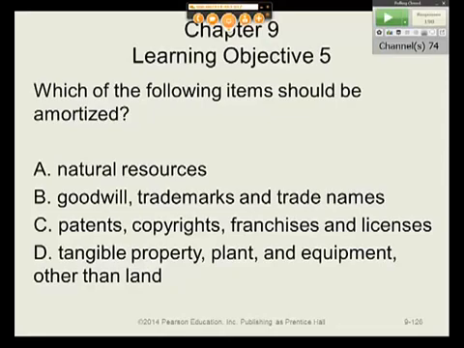What's wrong with A and D? A is a natural resource. What do you call that? Depletion. And D is a tangible plant asset. You call that depreciation. All right, so again, got to watch these multiple choice questions, and the answer to that would be C.